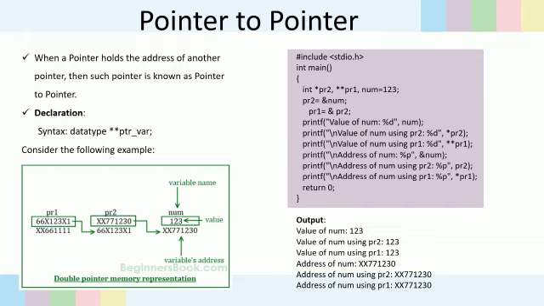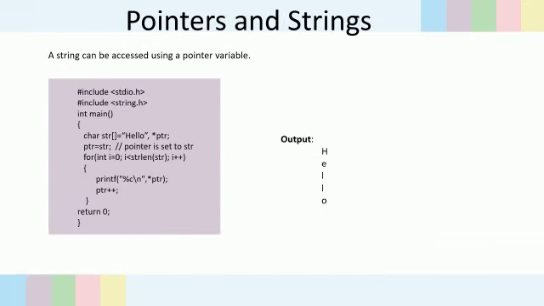The value of num is 123 and the value of num using pr2 is 123. Value of num using pr1 is also 123. And the address of the num is also given as xx771230. We can obtain the same address using pr2 and pr1 also.